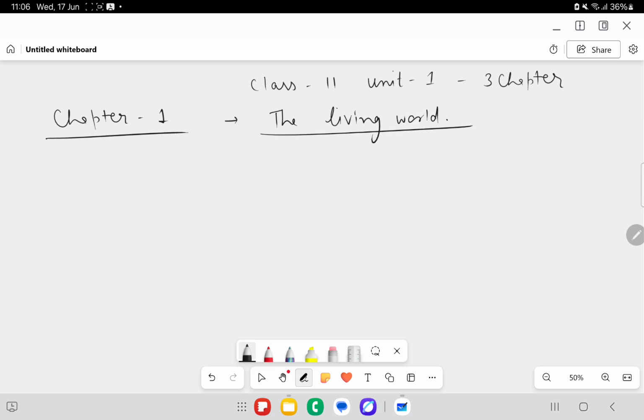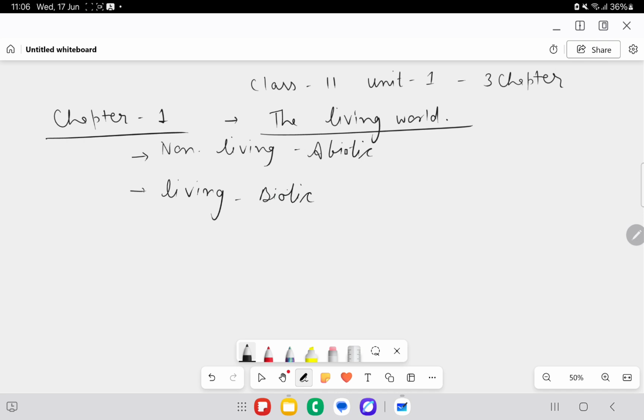What is it all about, the living world? As we know, our environment can be divided into the non-living and the living things. The non-living part of the environment, the ecosystem, is known as abiotic, and the living part is known as biotic.